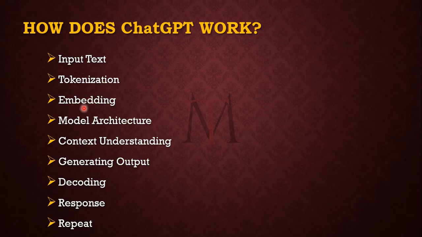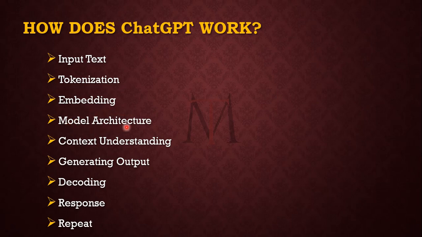And the third mechanism is embedding. Each token is then converted into a numerical representation called an embedding. So the token is converted into a numerical representation. This process is known as embedding. These embeddings capture the meaning and context of the tokens, right?